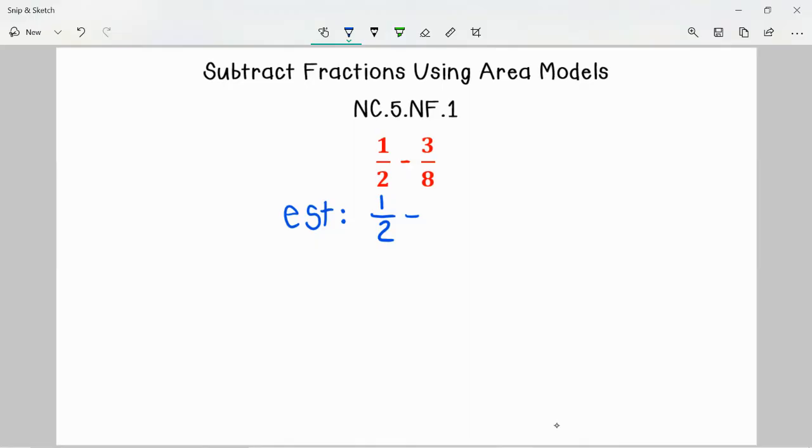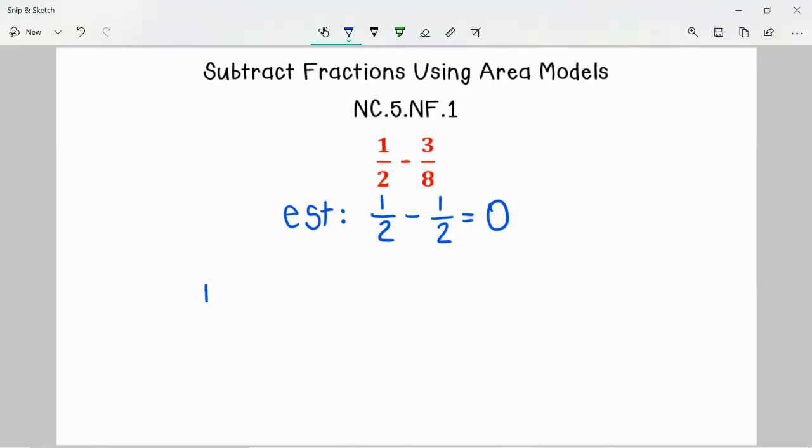And I know 3/8 is close to 1/2. It's just 1/8 away from 1/2, while it's 3/8 away from 0 and 5/8 away from 1 whole. So again, we would say 3/8 is close to 1/2. And we know that 1/2 minus 1/2 would give us 0. So we know that our actual answer should be close or equal to 0. So we'll begin by creating our area model.